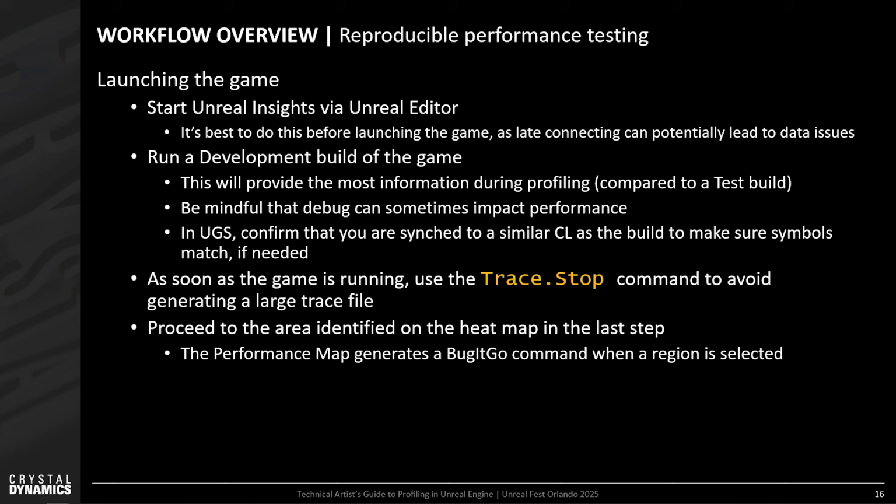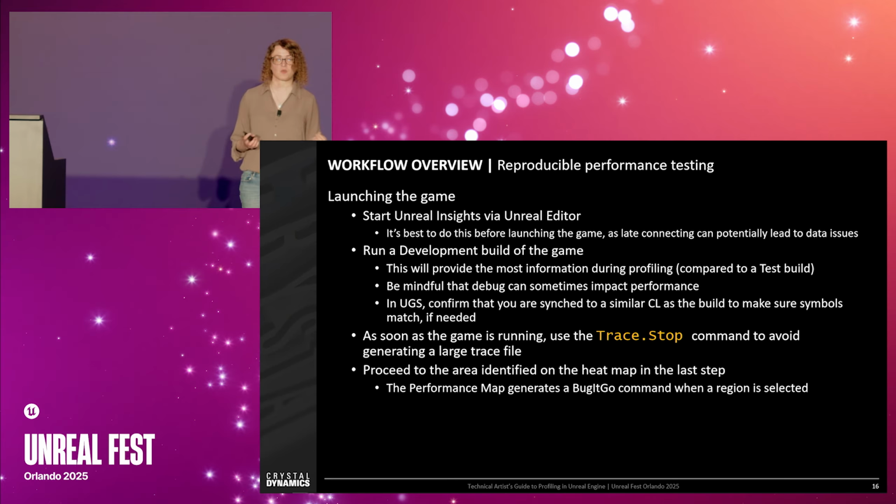Then we'll proceed to the area identified on the heat map in the last step. And one additional feature of the tool that we created is that when you select a region, it will create a bug@go command that we can paste into the command prompt later to get right to where we want to go.